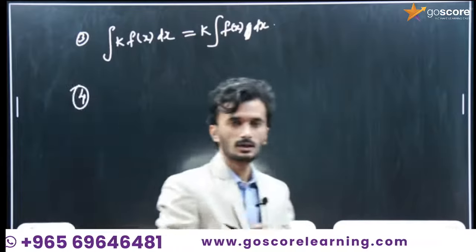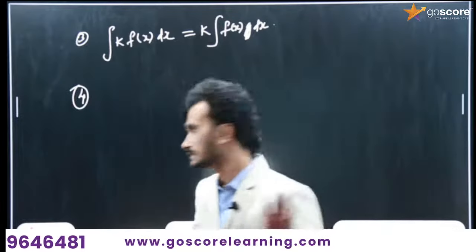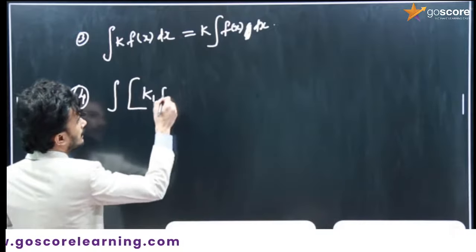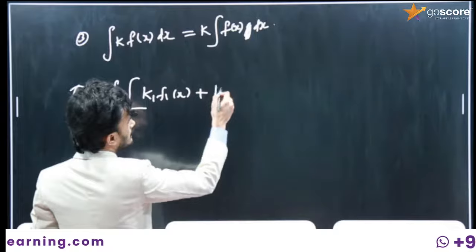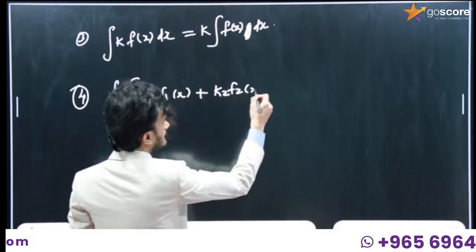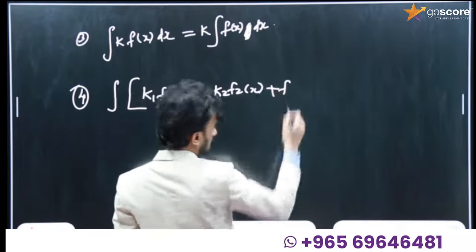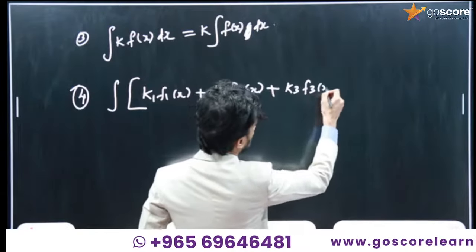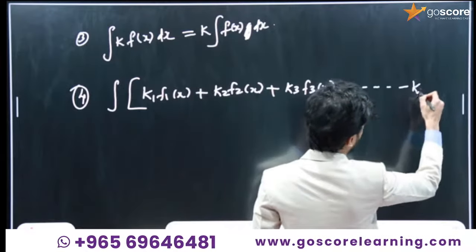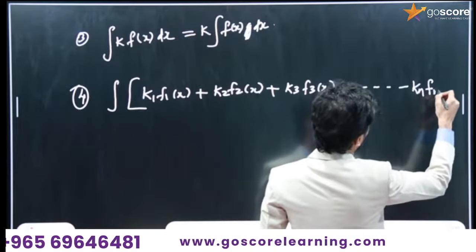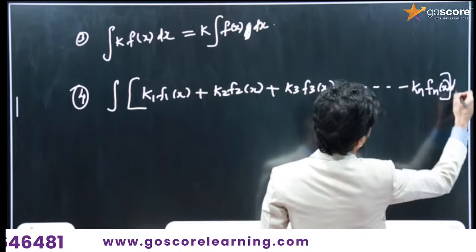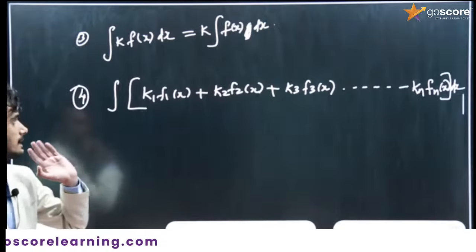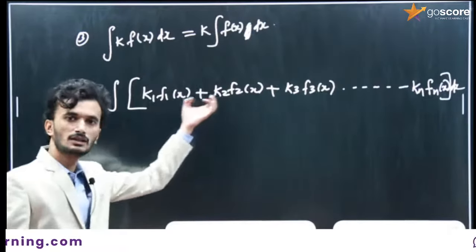Fourth one, last one. So if we are taking so many functions, that means integration of k1 f1 of x plus k2 f2 of x plus k3 f3 of x, etc., the last function kn fn of x dx. So how can you apply this with an integration? So individually we can integrate these functions.